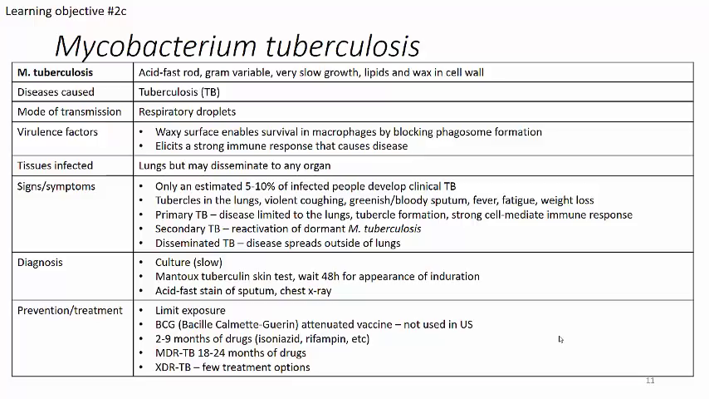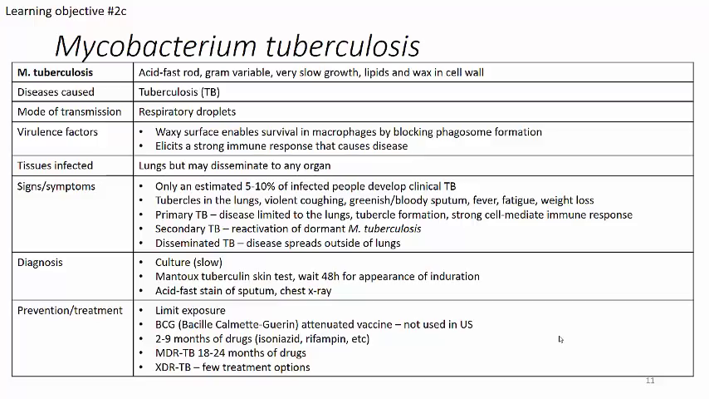In primary TB, the disease is limited to the lungs. In secondary TB, we have reactivation of a dormant microbe, so the person had TB, got better, and then they have a reactivation because some of the bacteria weren't cleared. And then in disseminated TB, the disease spreads outside of the lungs to other tissues.